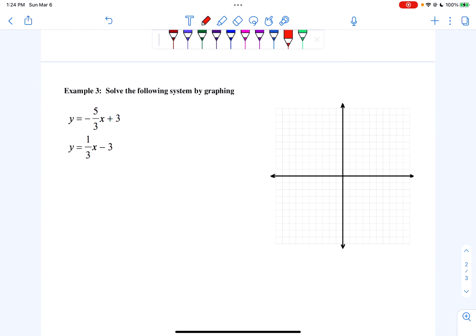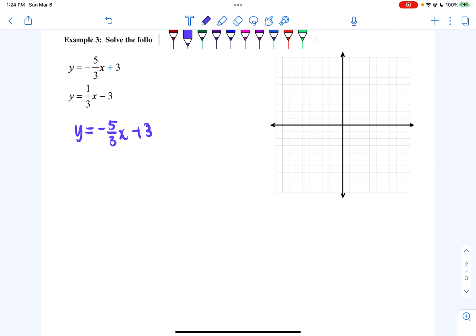Question number 3. Solve this system by graphing. We have y equals negative 5/3 x plus 3, and then we have y equals 1/3 x minus 3. So we have y equals negative 5 over 3x plus 3. Our slope is the number attached to our x, so in this case it's negative 5/3, and our y-intercept is 3.